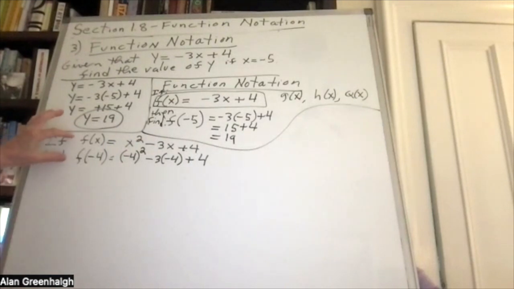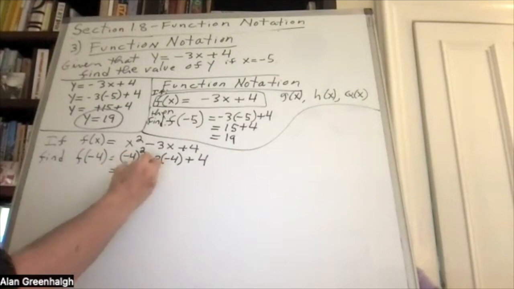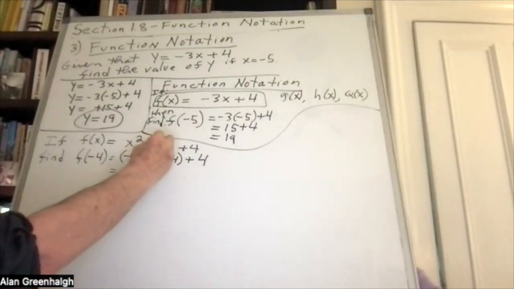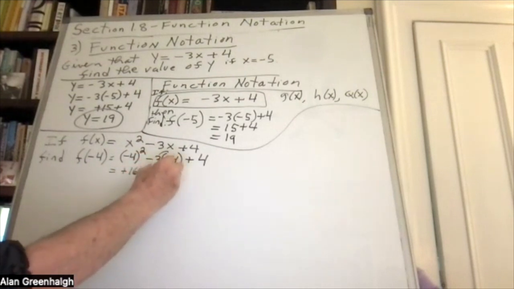You see the relationship between these two? Rather than going through all of this that I wrote up here, given that this is it, find the value of y, this is all you have to do. Given the function, find f of negative 4. And you do the exact same thing. You go through it, negative 4 to the second is positive 16. Negative 3 times negative 4 is positive 12 plus 4.